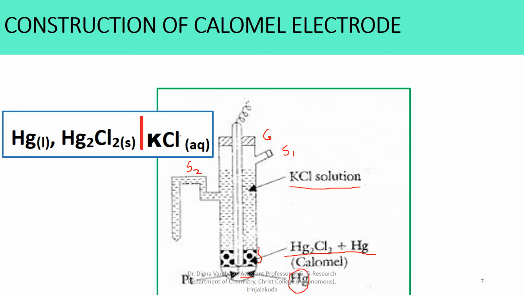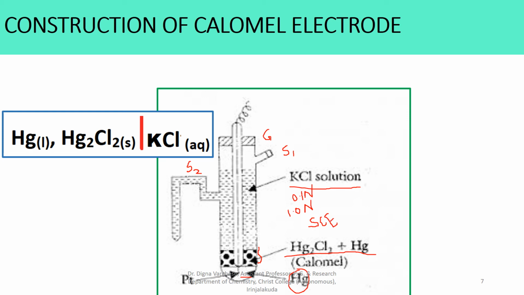Its concentration is different. If 0.1 normal potassium chloride solution is filled in the glass tube, then this Calomel electrode is known as decinormal Calomel electrode. If the concentration of the potassium chloride is 1 normal, then it is known as normal Calomel electrode. If the glass tube is filled with a saturated solution of potassium chloride, then the Calomel electrode is known as saturated Calomel electrode, SCE.